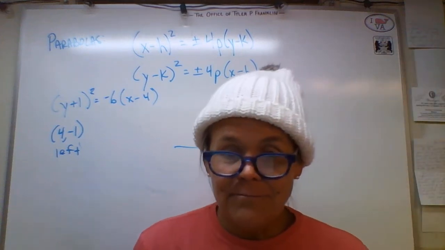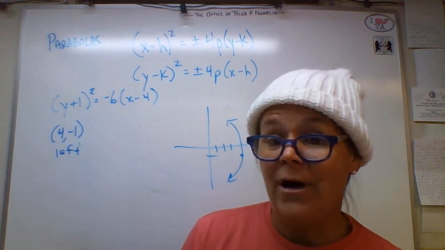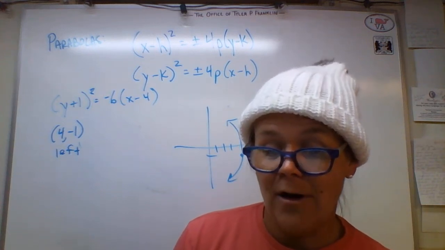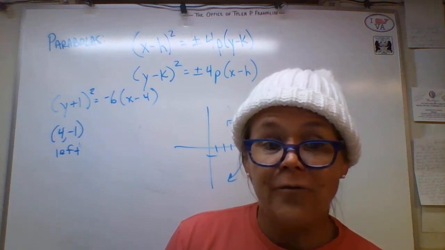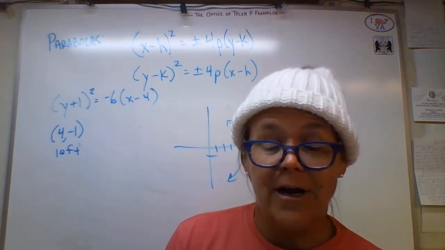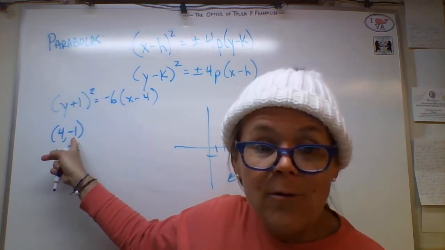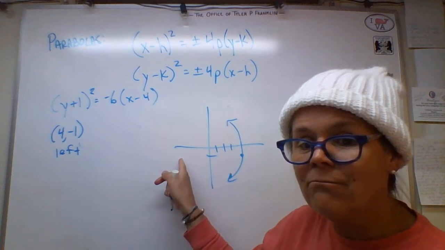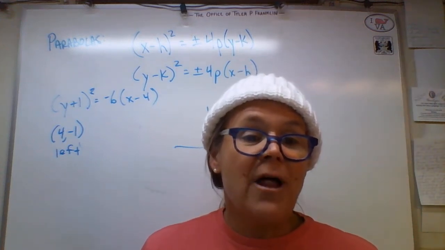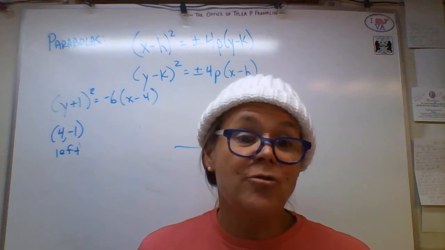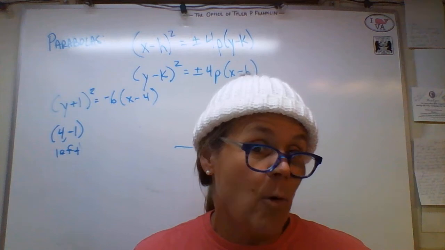I mean, really, I could draw that. It's not great, but just as a sketch, that would work. So then what else do you have to figure out? What's your focus? What's your directrix? The axis of symmetry, y equals -1. So what multiplied by 4 gives you -6? Or what multiplied by -4?